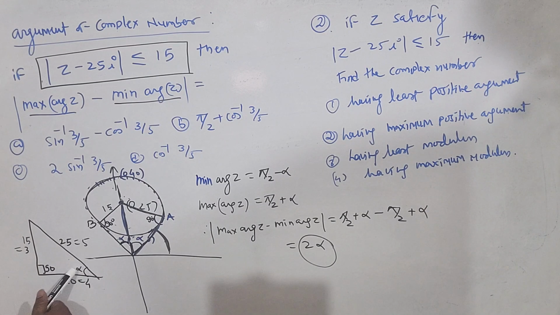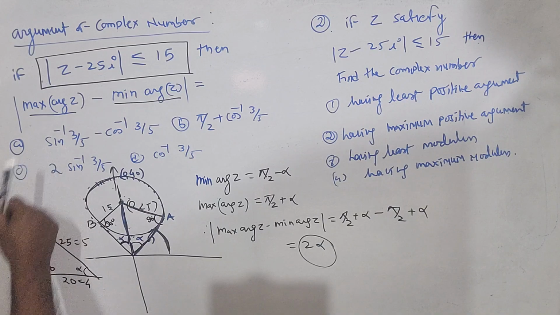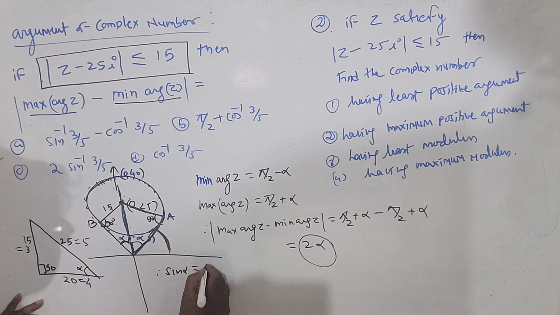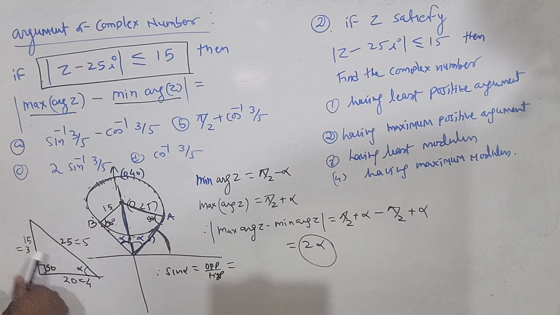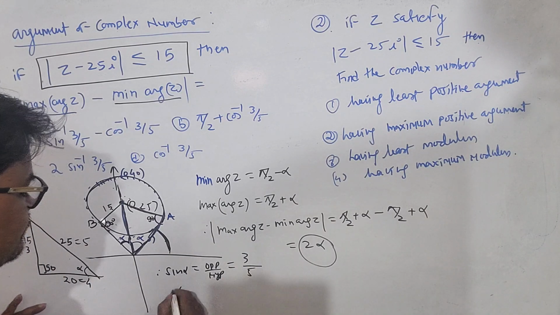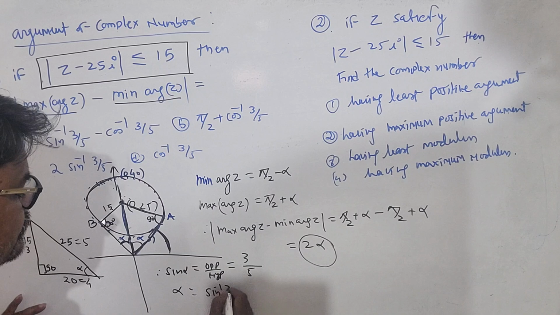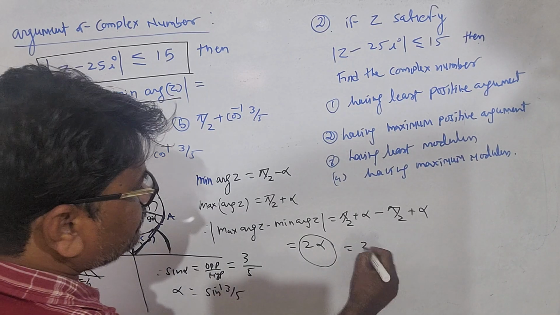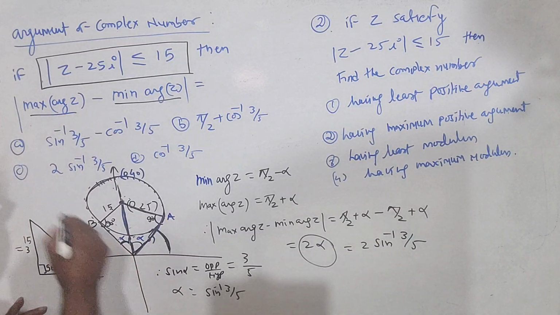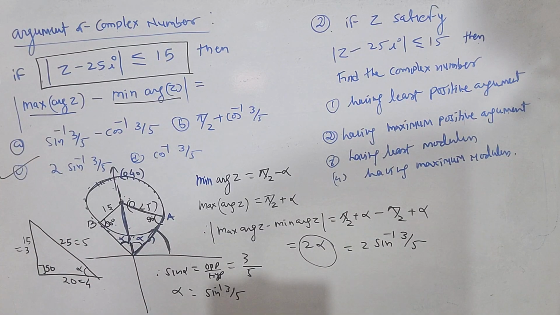So I want to find alpha and you have to put sine inverse. So sine alpha. Sine alpha means opposite by hypotenuse. Alpha opposite is 3 and hypotenuse is 5. So therefore alpha is sine inverse of 3 by 5. Therefore 2 alpha is 2 sine inverse of 3 by 5. So 2 sine inverse of 3 by 5 is your answer.